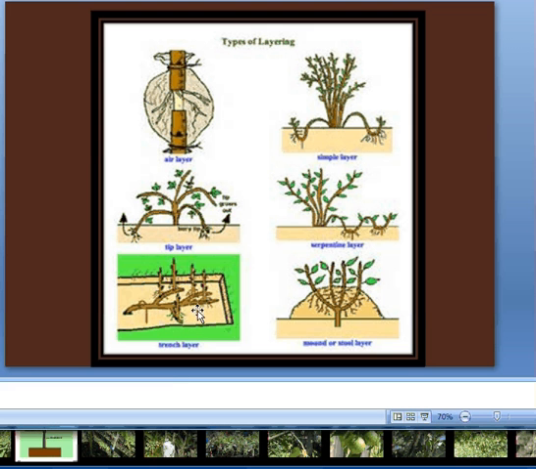Okay, so that's kind of an interesting way of doing it, and this is some of the other ways of doing it too. It might be interesting for you just to take a peek at them here. So there's a lot of ways of propagating plants to get more plants coming from the parent plant.